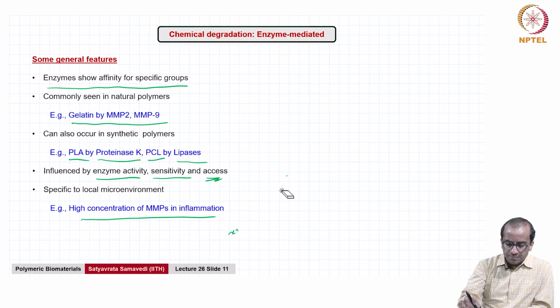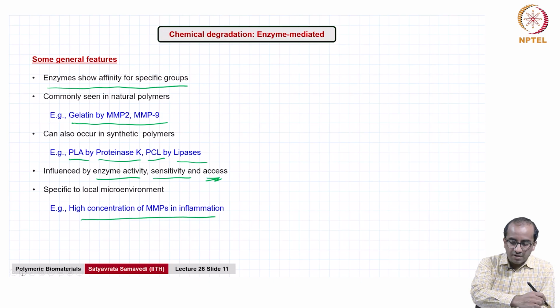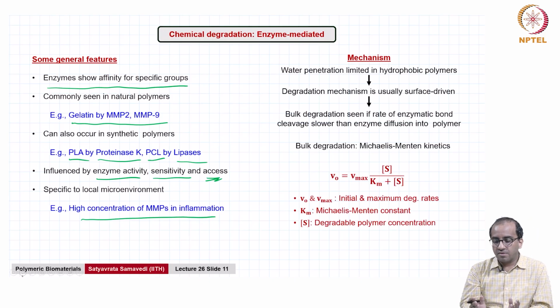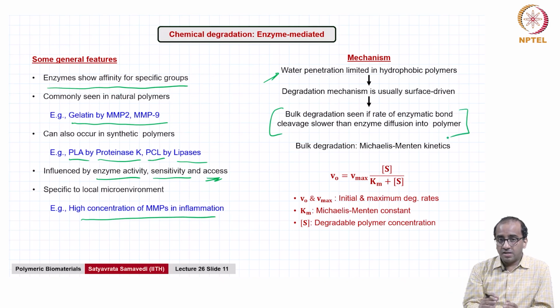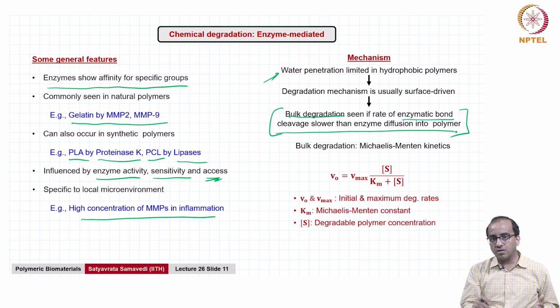And from an engineering perspective, you can also think about modeling this. Again, as we have seen, water penetration becomes important, and for the mechanism to be bulk versus otherwise, bulk degradation is typically seen if the rate of enzymatic bond cleavage is slower than the enzyme diffusion into the polymer, right? So we're talking about two time scales here. How long or how fast does the enzyme diffuse into the polymer, and how fast can the bond cleave, right? How long does that take?